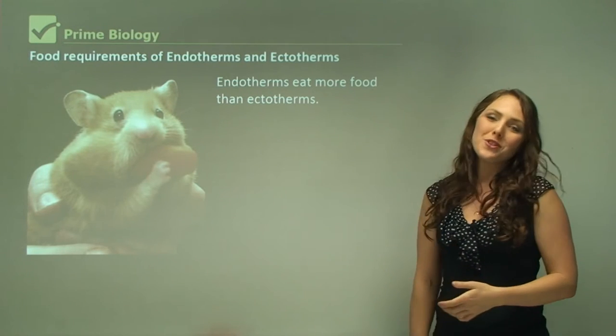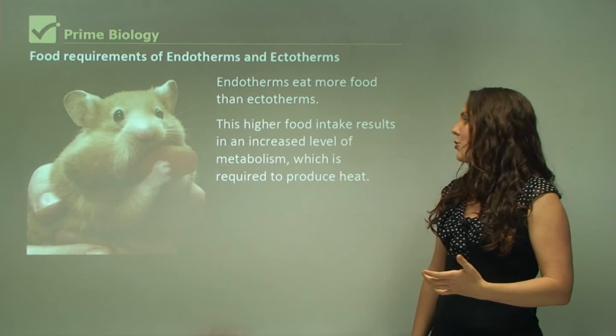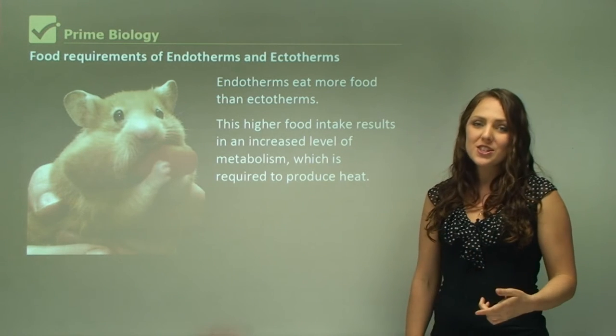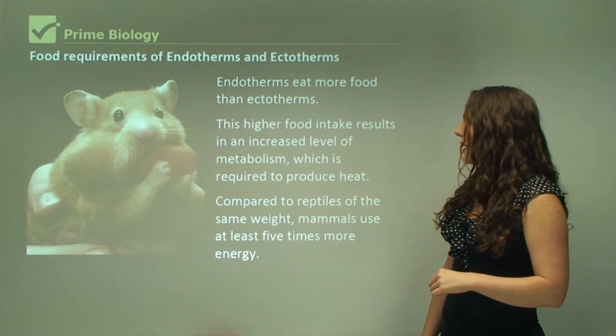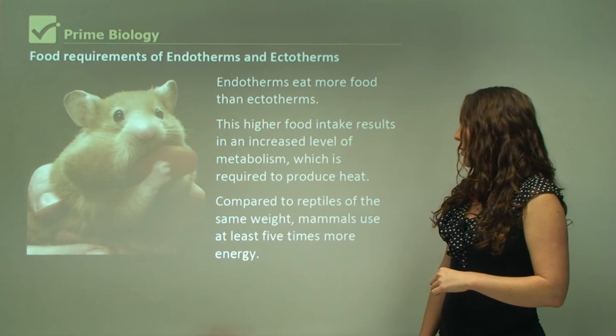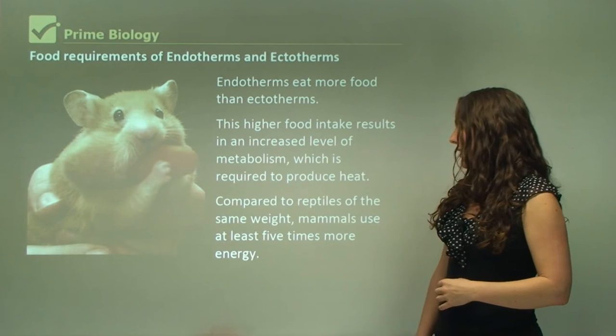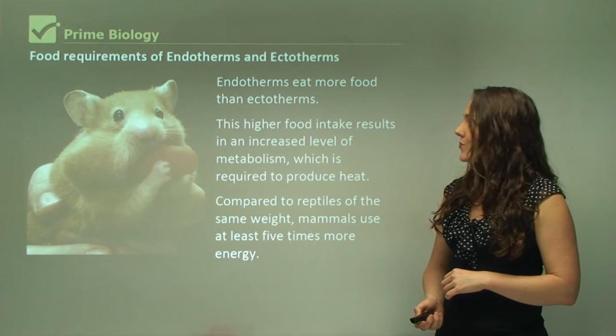Endotherms eat more food than ectotherms. This high food intake results in an increased level of metabolism, which is required to produce the heat to begin with. Compared to reptiles of the same weight, mammals use at least 5 times more energy than reptiles.